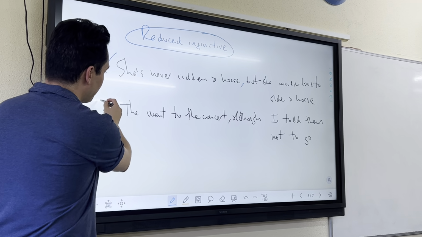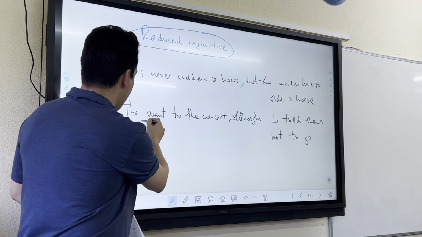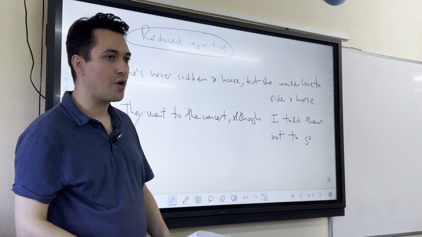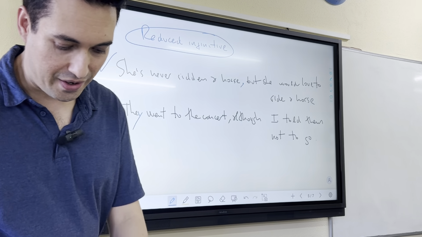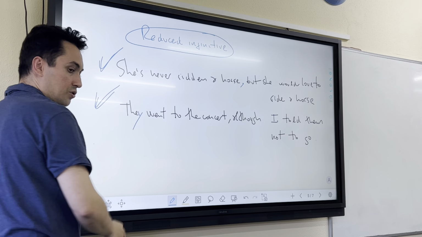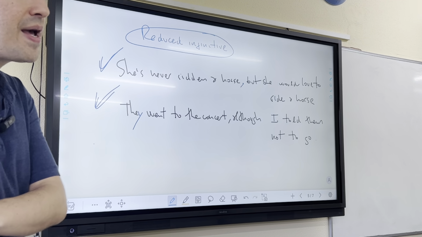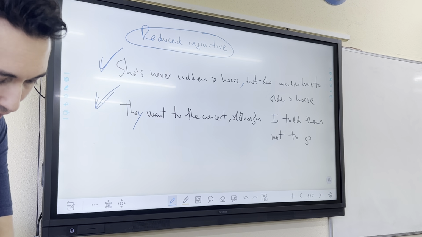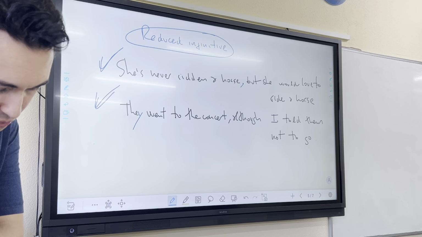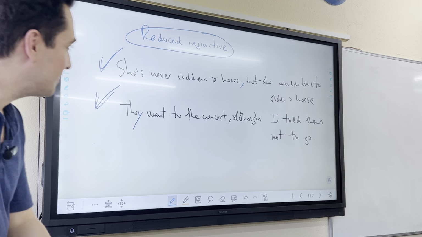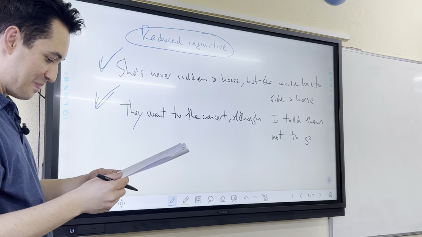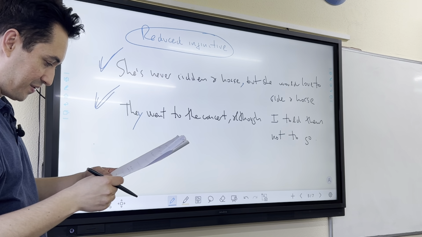Sentence 2. They went to the concert, although I told them not to go. All right, those are two full sentences. This sentence is totally correct, and this sentence is also totally correct. However, we can make use of ellipses. We can leave out some parts. What parts can we leave out? How can we make a reduced infinitive? Any ideas? Anybody? What can we remove?